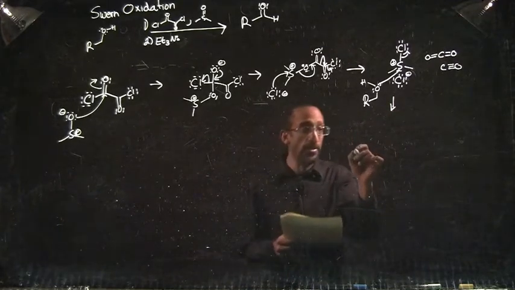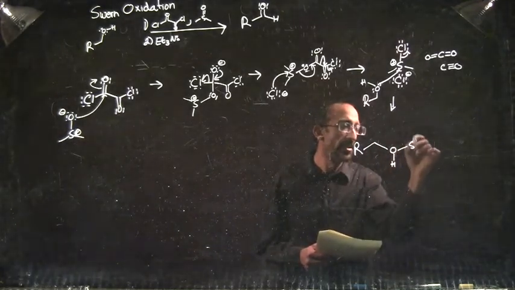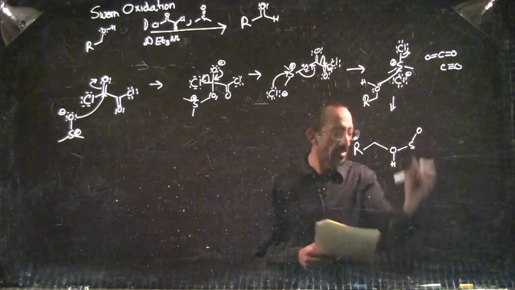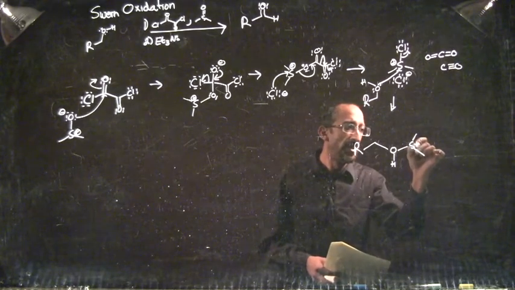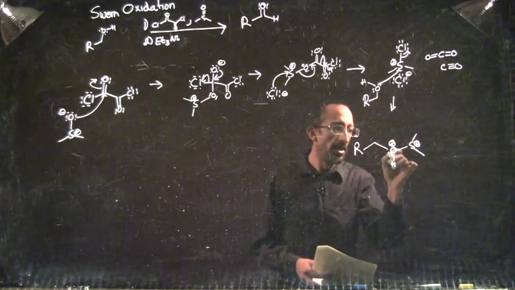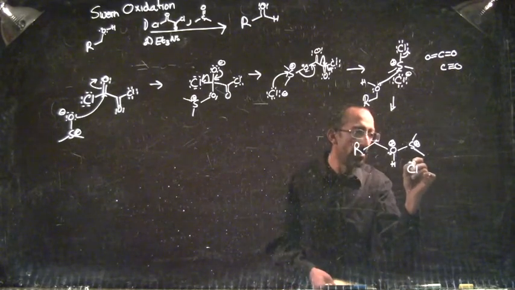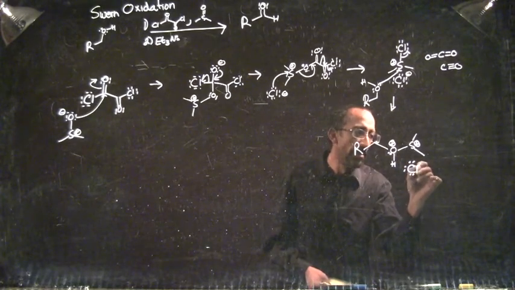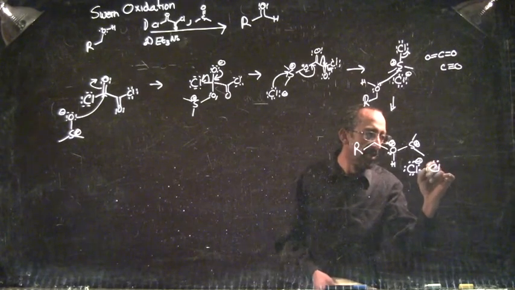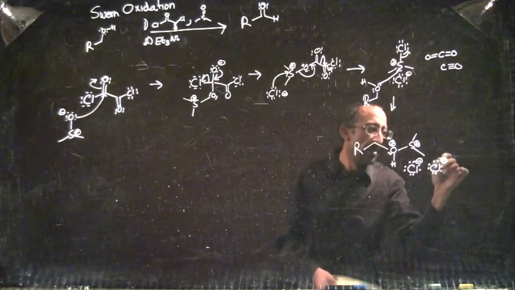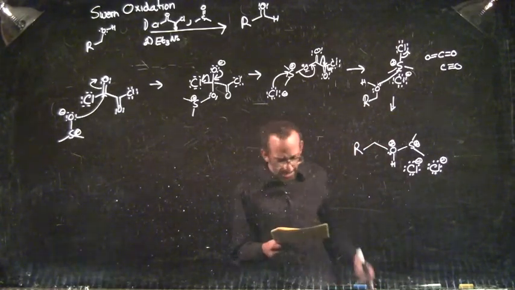That takes us to this intermediate. There's nothing there, right? We got a pair of electrons on that oxygen atom, and we have a chlorine there and another chlorine hanging out as well. Two positive charges. We haven't lost any chlorines to anything just yet.